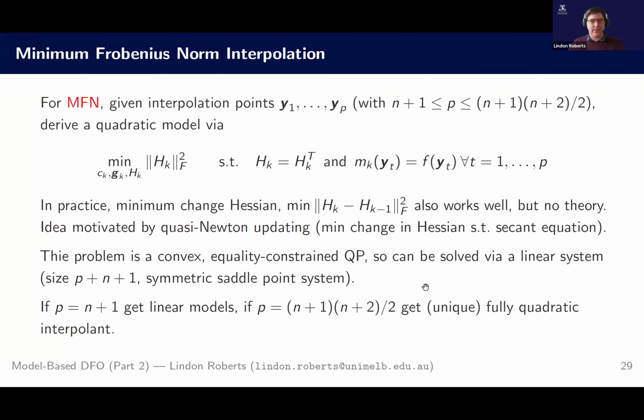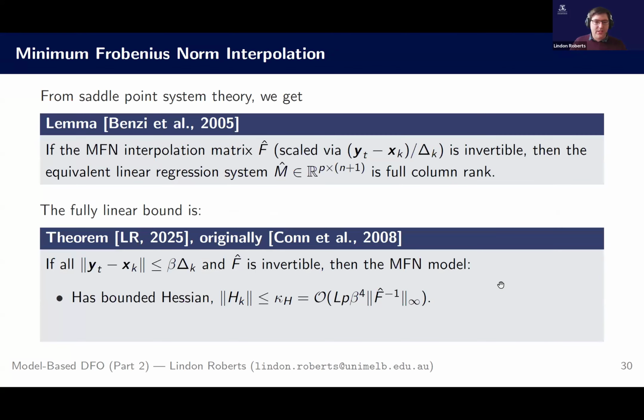So this kind of generalizes those two extreme cases. I won't go through the theory. I don't have a proof of this, but the main thing that you get out of this is that, again, as long as your interpolation matrix is invertible and your points are not too far from xk, then you can prove fully linear error bounds that, again, have something to do with the norm of the inverse of the matrix. This is the pseudo-inverse of the linear regression matrix that comes out.